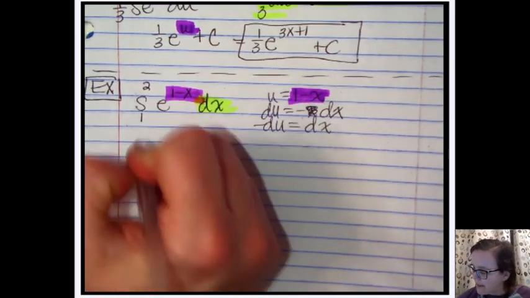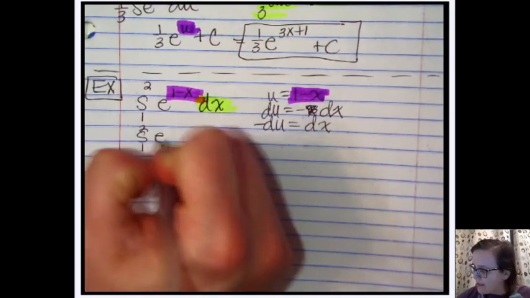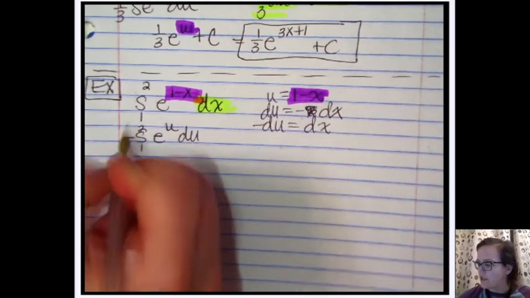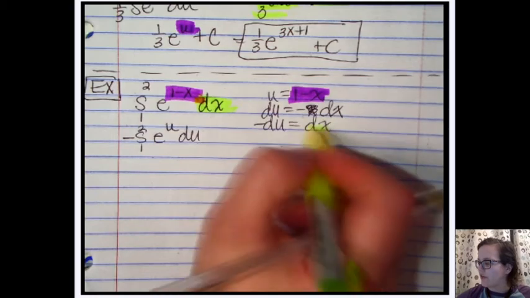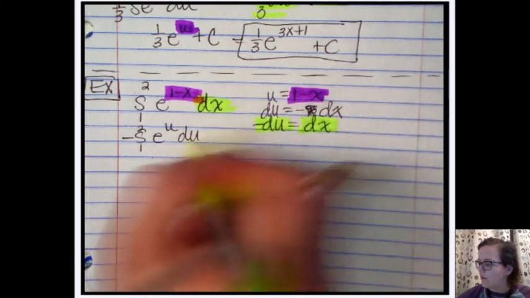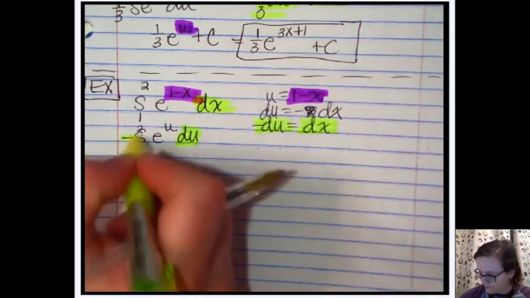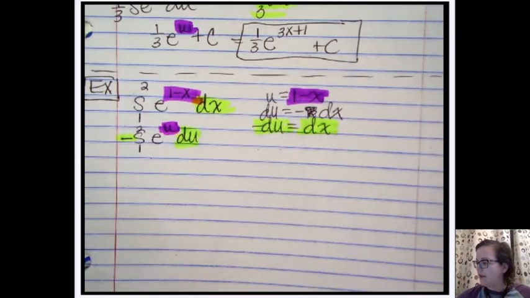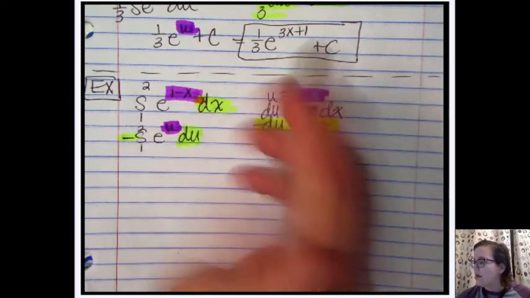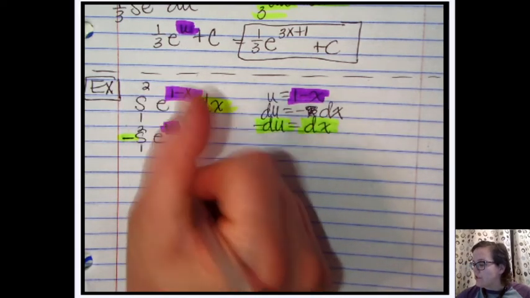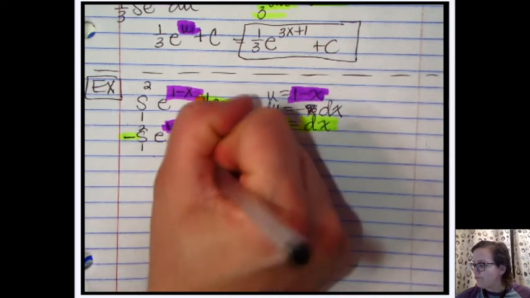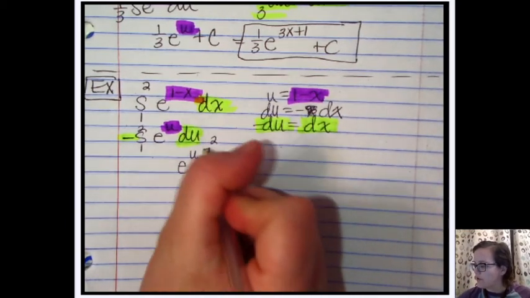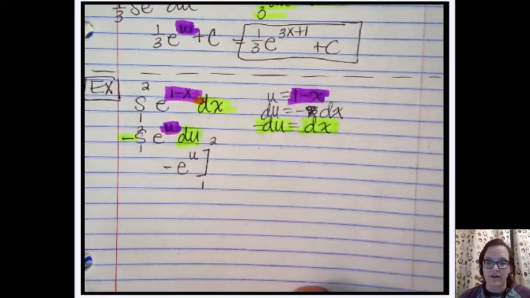Okay, so if we go replace, we now have e to the u du, but it needs to be a negative du because of this dx right here. Okay, and so we'll replace. And now we integrate, and the integral of e to the u is just e to the u. And this time we do have our bounds, so we have from 1 to 2. Again, that was a negative on the outside.